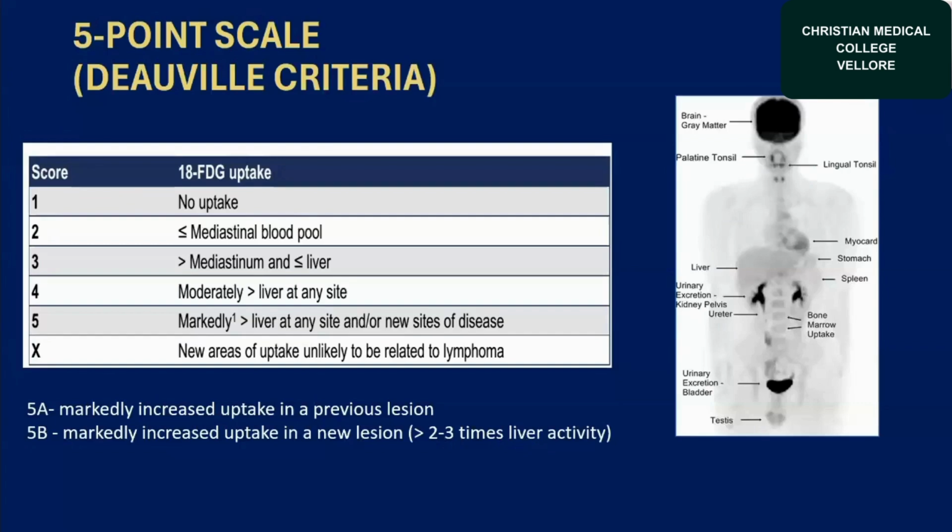How do we differentiate the two? 4 is moderately increased, more than the liver. But when it is 2 to 3 times higher than the liver activity, it becomes stage 5. 5 is again divided into A and B, where A is markedly increased uptake in a previous lesion, while in 5B, there is a completely new lesion that has appeared. While X is a score where we see new areas of uptake which is unlikely to be related to the lymphoma, like a pneumonia or an LRI causing a pneumonia picking up uptake. So that we have to score as X.